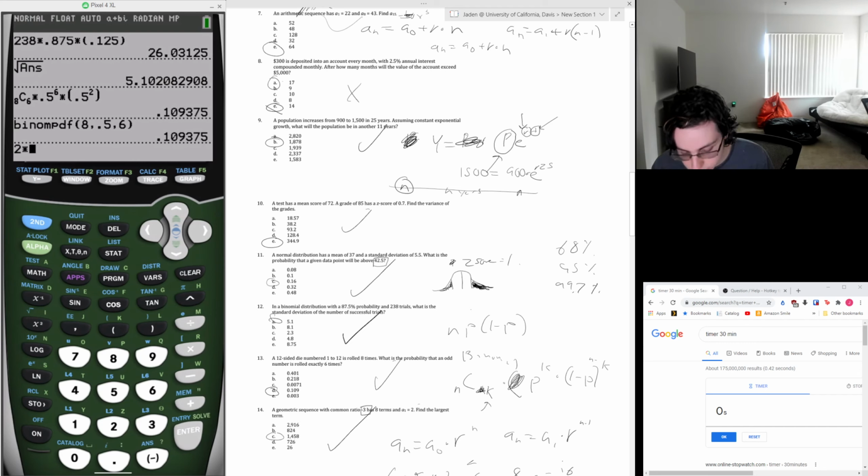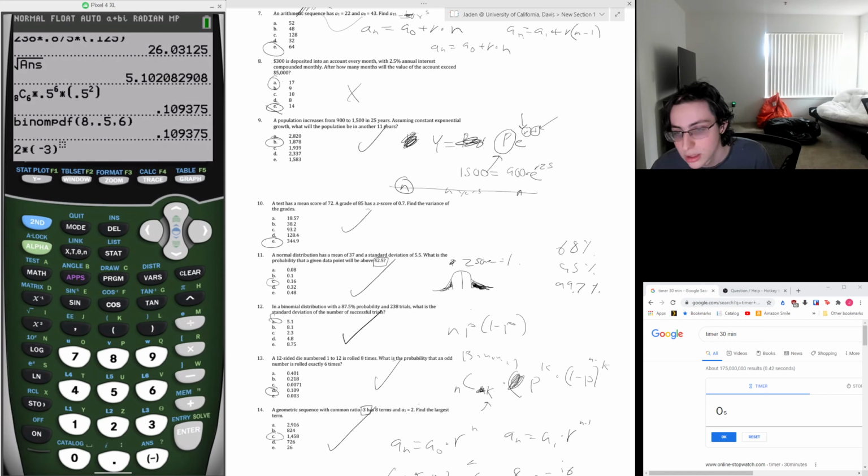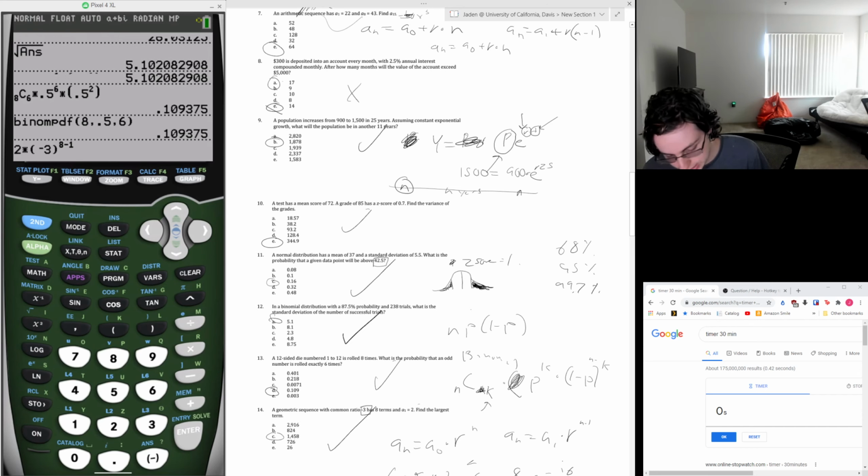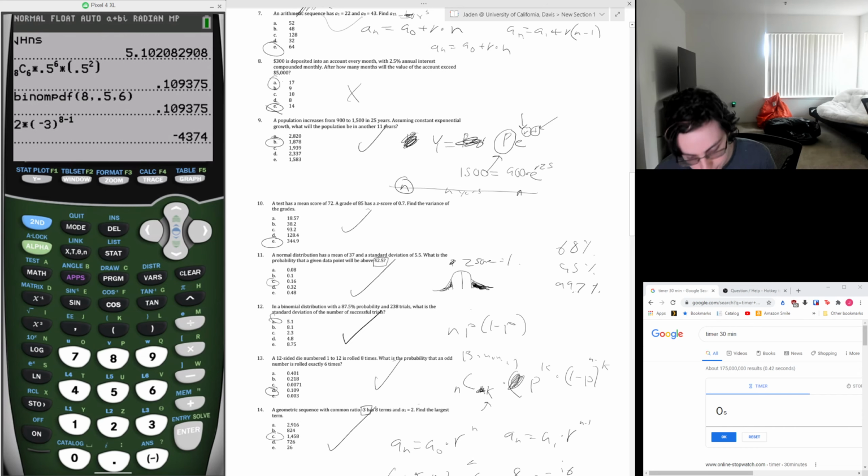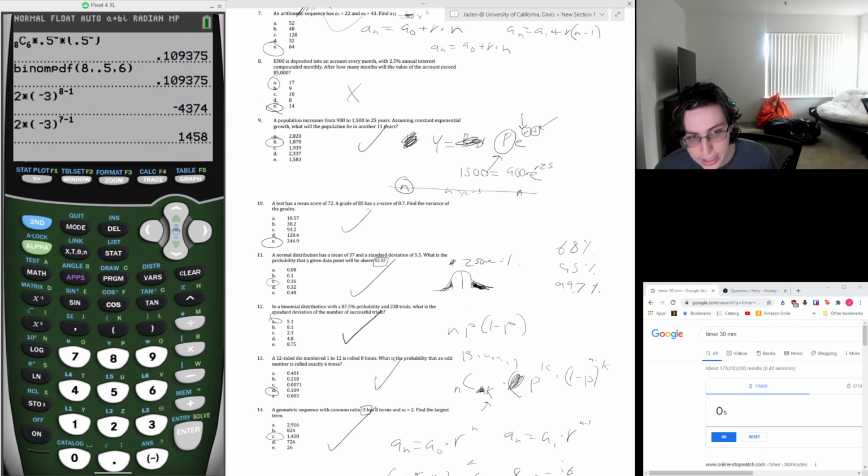So we have 2 times -3, because the ratio is -3. Make sure it's in parentheses. To the, let's say, the 8th term. Let's test if that's the largest. 8 minus 1, because we're starting at a1. That gives us -4374. Clearly not the largest. I guess the last term was negative. So let's try going down and testing what a7 is. That gives us 1458. So that's our correct answer.